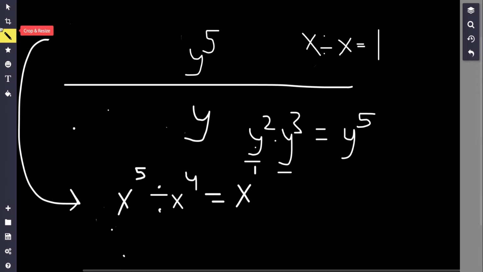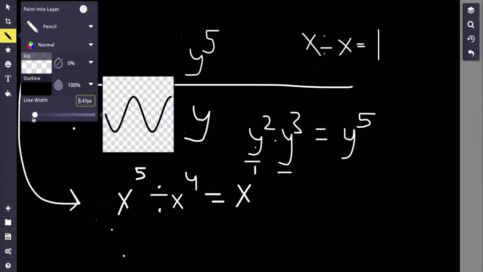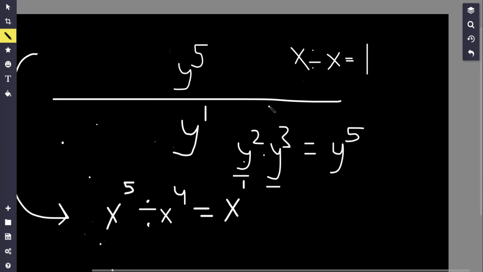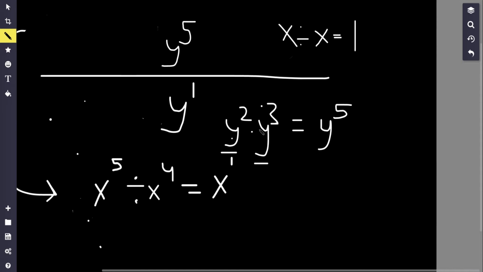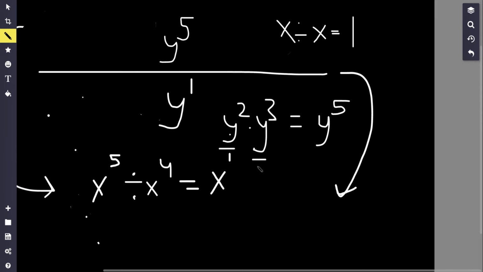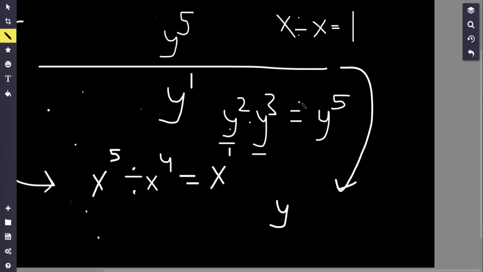And y to the 5th power divided by y, well, you can think about just a plain old y as y to the 1st power. So y to the 5th power divided by y to the 1st power, well, what is this going to be equal to? Well, what you do is you keep the base, and because you're dividing, you subtract the exponents. So 5 minus 1 is equal to 4. And there's our answer. y to the fourth power.